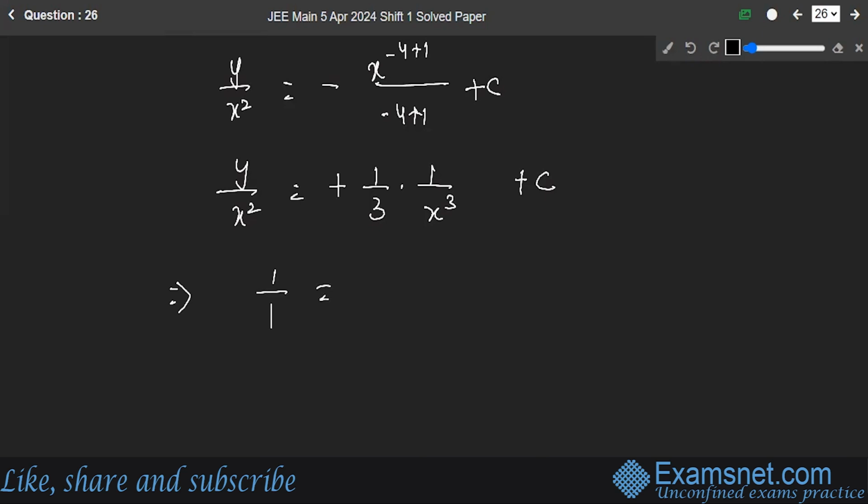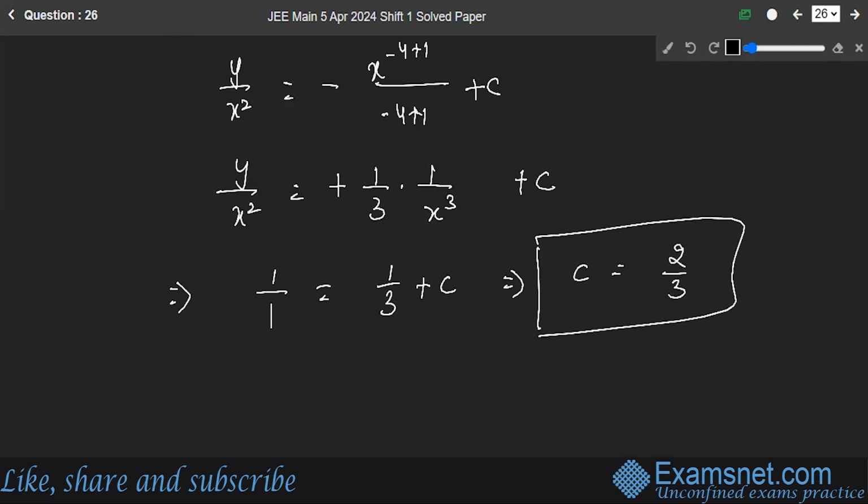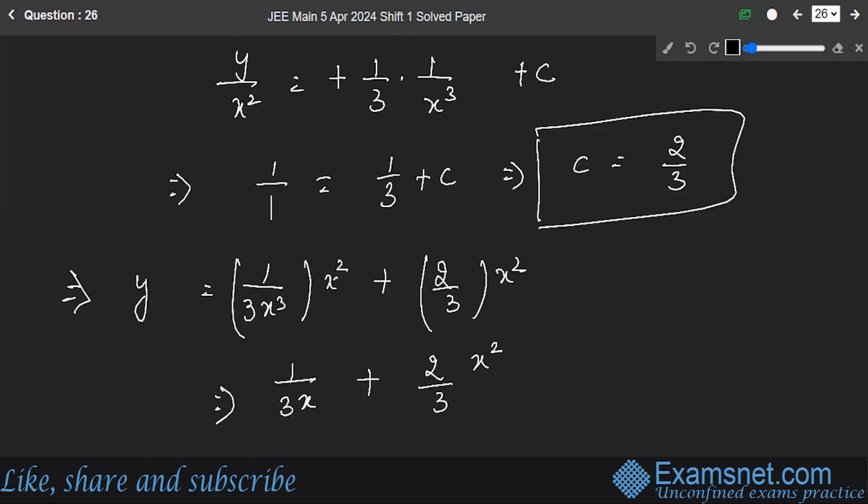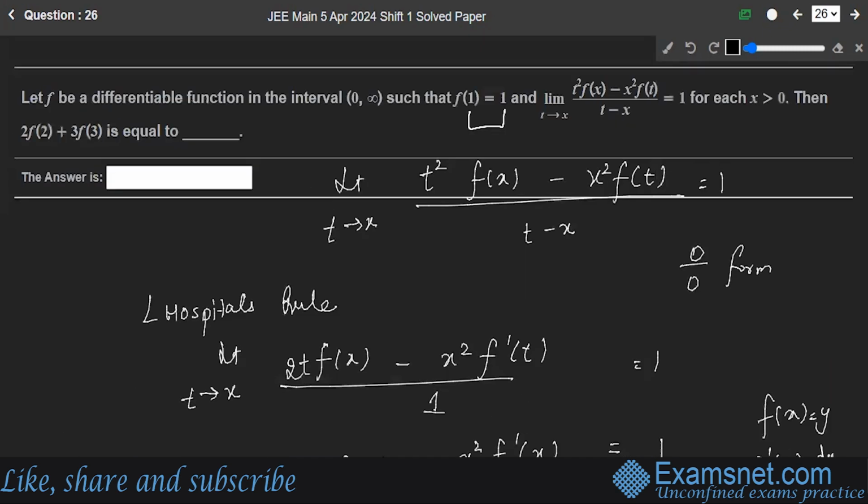So 1 upon 1 is equal to 1 upon 3 plus c, or c will be equal to 2 by 3. So that means what your equation now becomes? The equation will be y is equal to 1 by 3x cube into x square plus c. c was equal to 2 by 3 into this. This makes it 1 by 3x plus 2 by 3x square. Okay. So now let's compare it with this one.